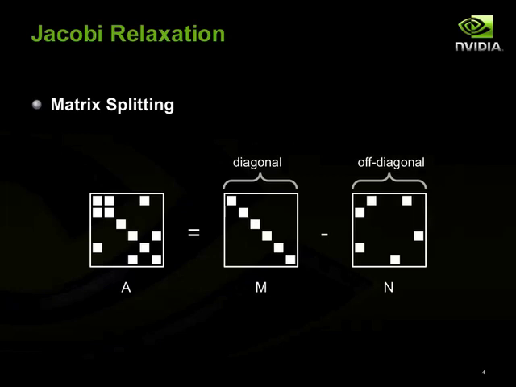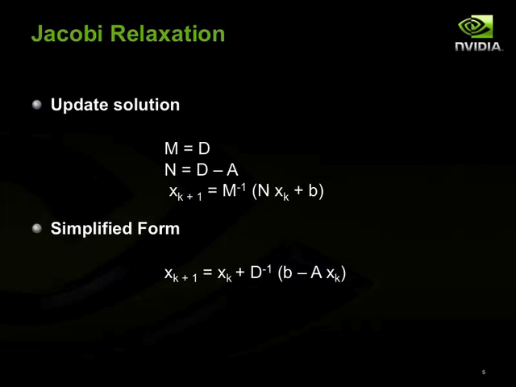So a splitting that gives rise to the Jacobi iteration is to take M equal to the diagonal. It's very easy to invert this. You just invert the diagonal entries, and N is everything else over here. There's a variety of ways to look at it, but one way to write it down is just in terms of algebra. You'll recognize this as the residual, so this is R in some of our previous expressions. So we're updating the solution by the inverse of the diagonal times R.